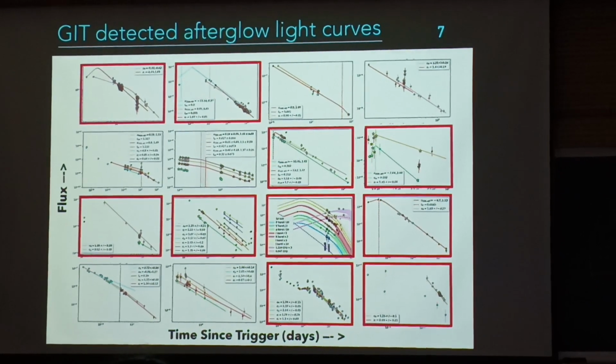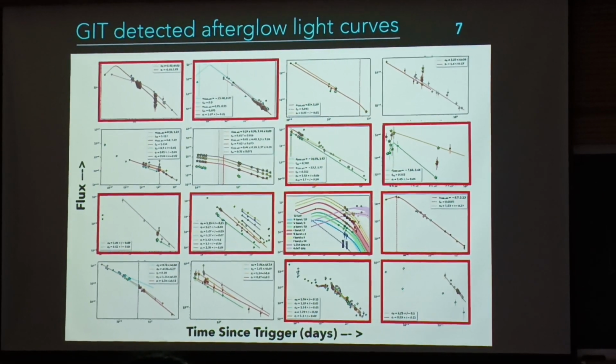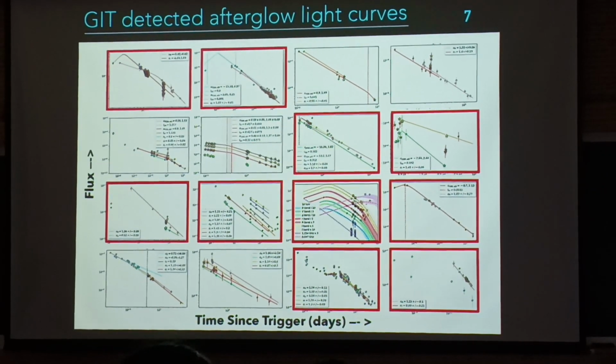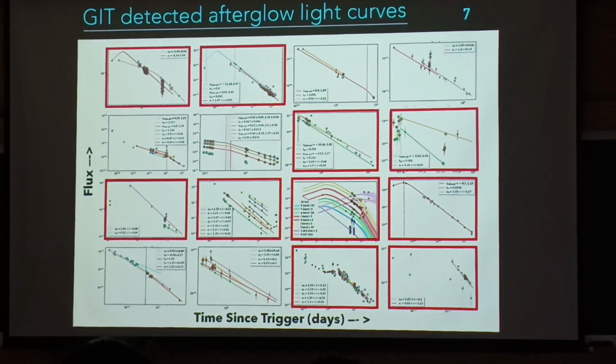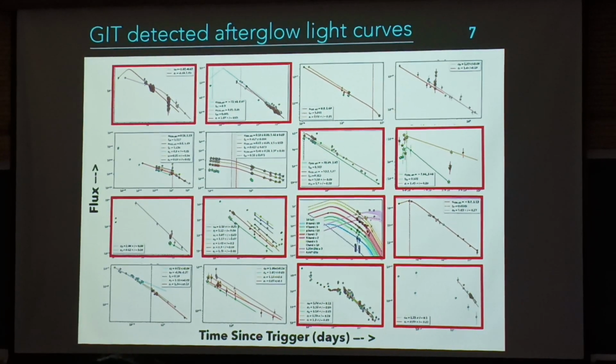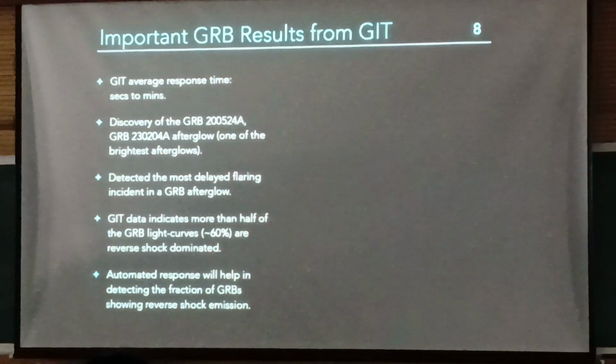Most of the GRBs probably require detailed modeling to ensure that it's actually due to the reverse shock, and not due to the rising part of the forward shock itself. That's what we have obtained so far, and we'll be looking into more detail of all of these events, and I will try to publish this.